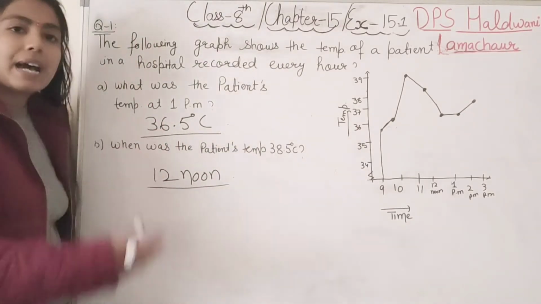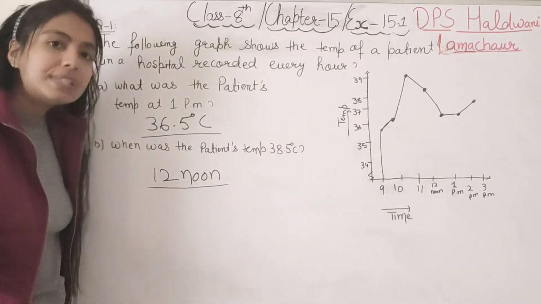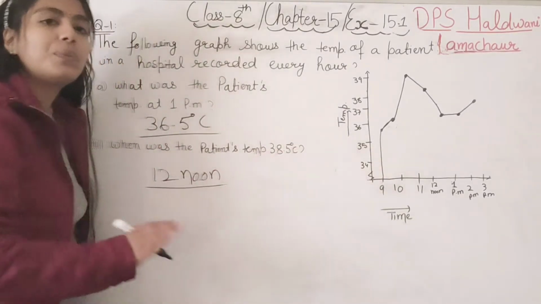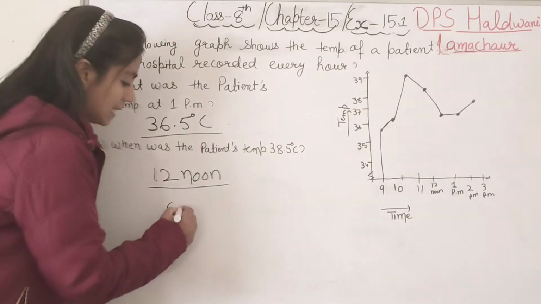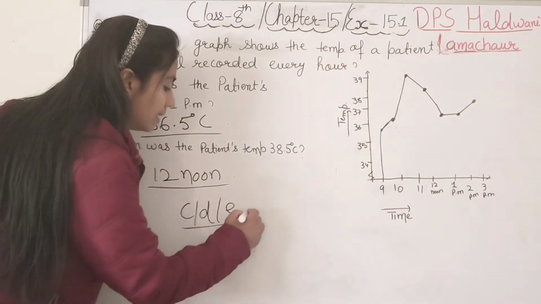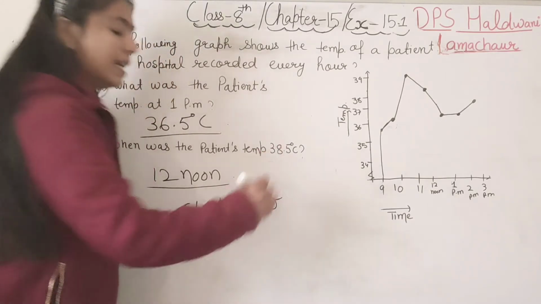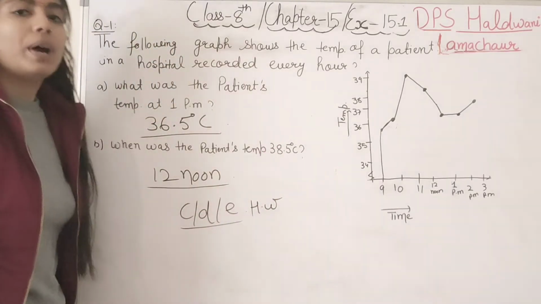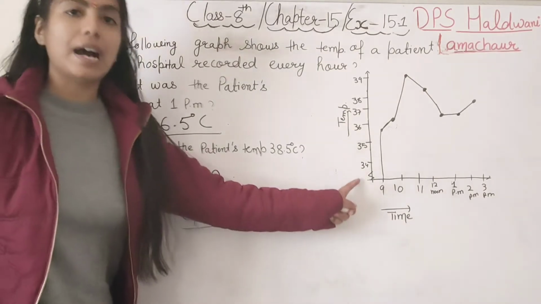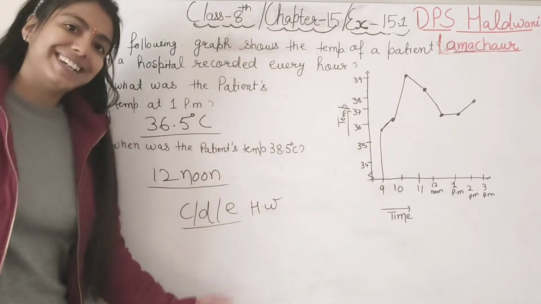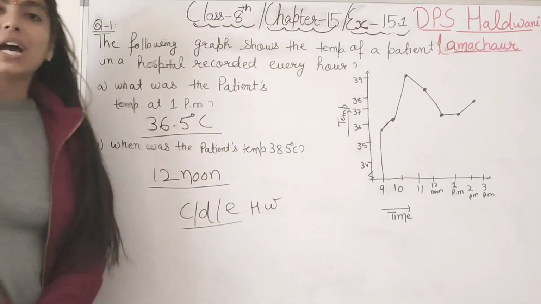So 2 parts I have solved. 3 more questions are there related to this graph, which are very simple only. So you can solve by your own, student. C, D and E. You can solve by own. It's very simple only, student. Why am I giving you homework? Because you have to know how to read the graph while giving the answer. Right, student? So this is about our question number 1.